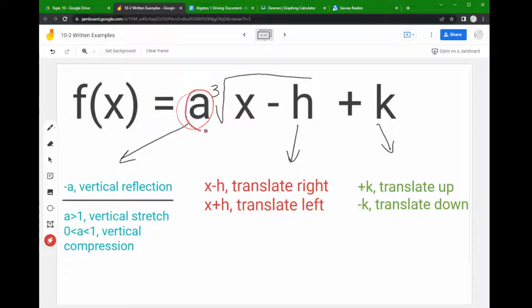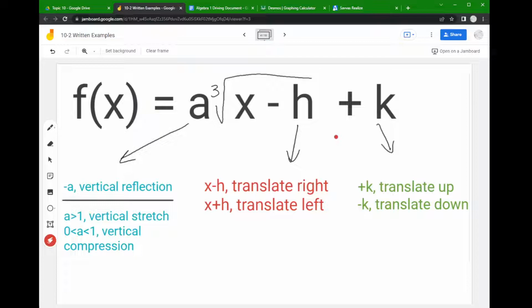Now, while this section is not talking about the a value, I want to remind you, a negative a value is a vertical reflection. If your a value is bigger than 1, you get a vertical stretch. And if a is between 0 and 1, you get a vertical compression. So keep that in the back of your head, because it's a comin', my friends.